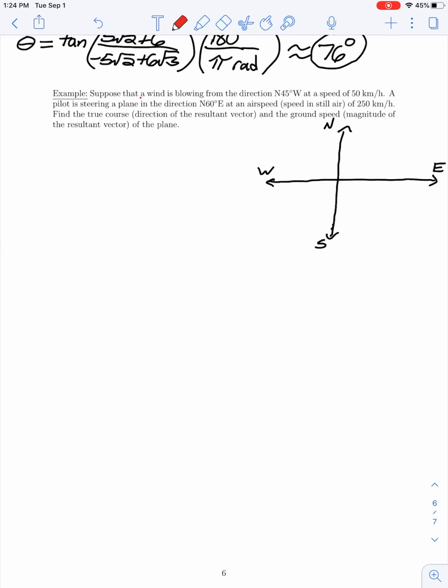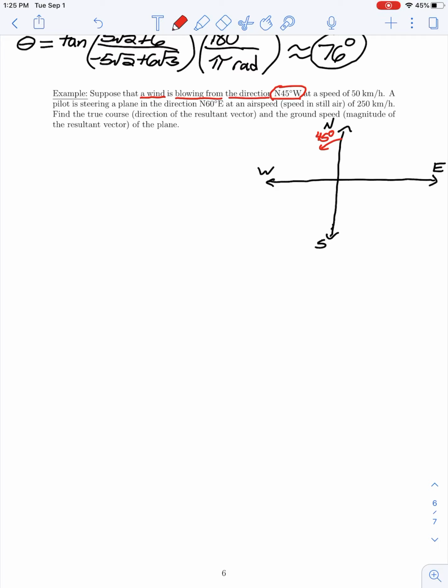So we are told that we have a wind which is blowing from the direction 45 degrees west of north. So let me talk about this notation a little bit. This notation, where we have north 45 degrees west, means that from the due north direction, we are going to rotate 45 degrees in the western direction.